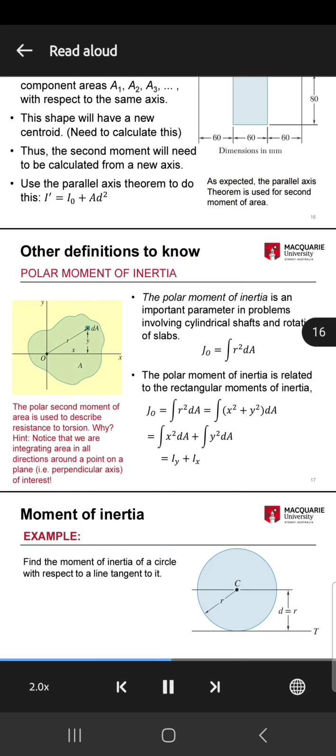Other definitions to know. A generic shaped figure is positioned in the xy plane. The area is positioned in the first quadrant with coordinates x, y. The area is located a distance r from the origin. The polar moment of inertia is an important parameter in problems involving cylindrical shafts and rotations of slabs. The polar moment of inertia is related to the rectangular moments of inertia. The polar second moment of area is used to describe resistance to torsion. Hint: notice that we are integrating area in all directions around a point on a plane, i.e. perpendicular axis of interest. Moment of inertia.